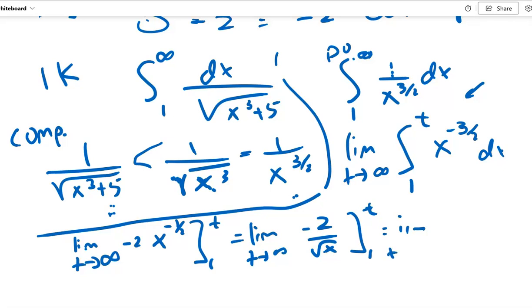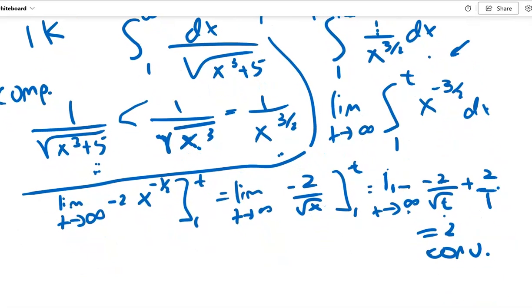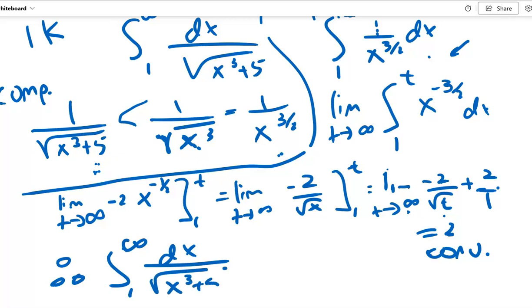Okay, here we go. Limit as t goes to infinity. And then I would plug in the t, so I get negative 2 over root t plus a 2 over a root 1. Okay, so now go plug in the infinity here. Put negative 2 over infinity, that gives me 0, so I get 2. Okay, so what that means is that this integral converges. So as a result, I can say therefore, and it's necessary to do this, is to say, therefore, this integral converges also by the comparison test.